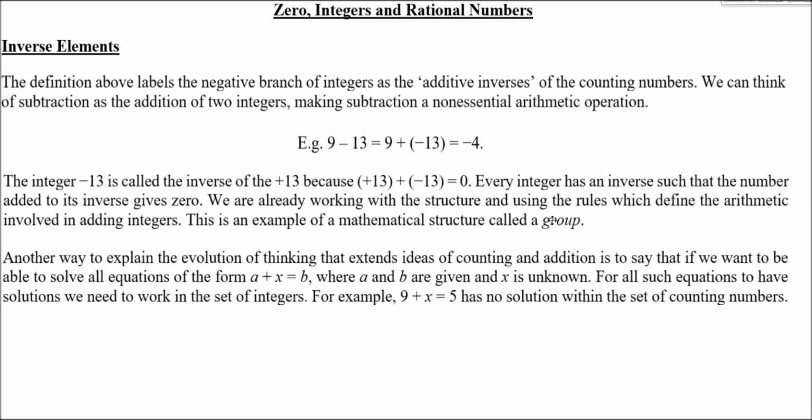So next up, another way we could explain the evolution of thinking that extends ideas of counting and addition is to say that if we wanted to be able to solve all equations of the form a plus x equals b, where a and b are known and x is unknown, for all such equations to have solutions, we'd need to work in the set of integers. For example, 9 plus x equaling 5 has no solution within the natural numbers, because the solution here would be x equal to -4, which is an integer. And so integers give us more freedom and more scope, and integers are closed not just within addition and multiplication, but now are also closed under subtraction too.